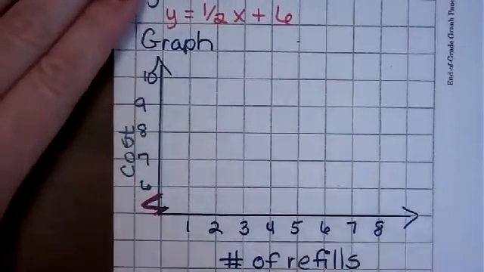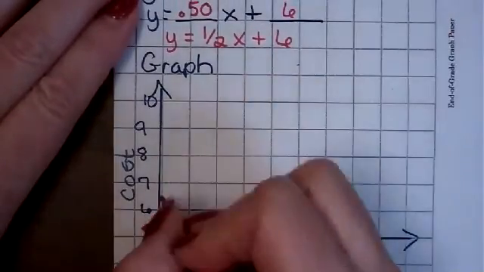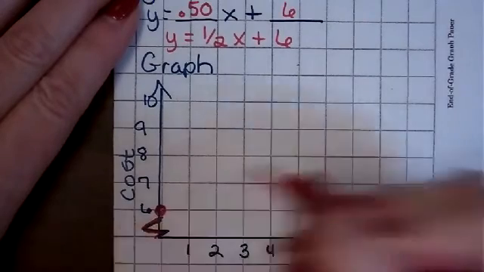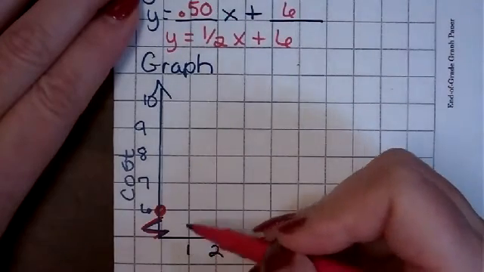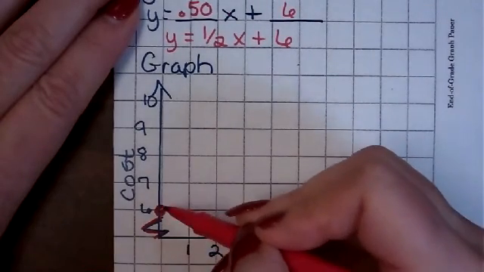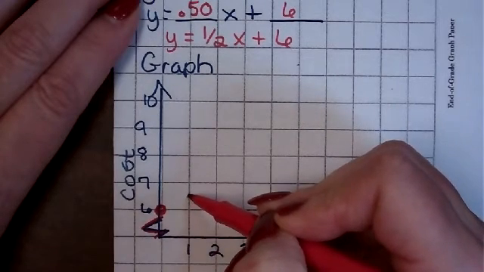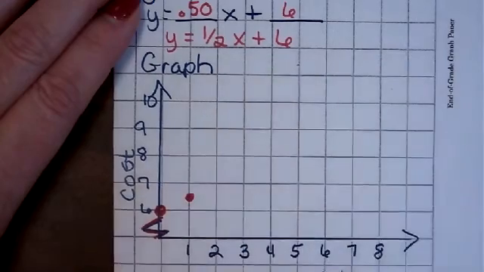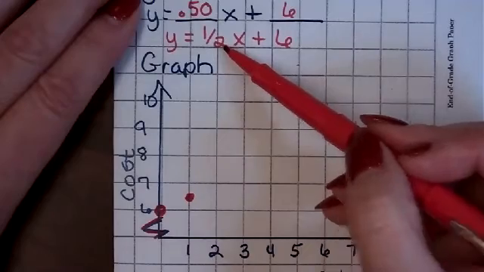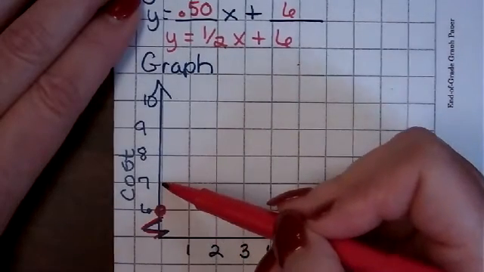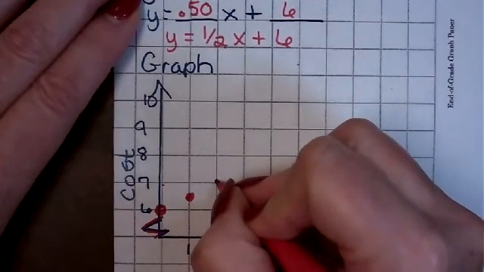Now, let's go ahead and think about graphing. My y-intercept is 6, so I'm going to put a dot right here at 6. Now, my slope is 50 cents. So that means for every one refill, I'm going up 50 cents. Well, if I do that, go up 50 cents, that's halfway between 6 and 7 right here. But if I think about it as 1/2, from 6, I would go up 1 to 7, and then I would go over 2 right here to 2 on the x-axis.